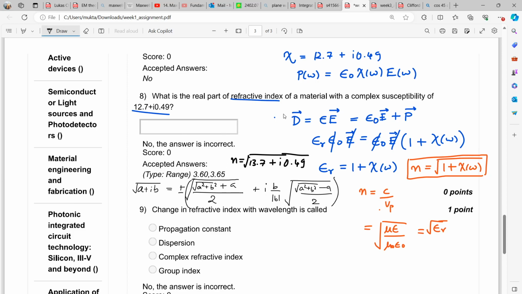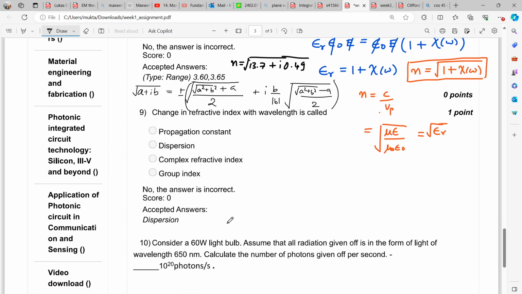Okay, so we only need the real part. So we will only be computing this, and by substituting a as 13.7 and b as 0.49, we will get a number close to 3.65. So that is what we need to write here. The real part of the refractive index will be 3.65. Obviously refractive index will not be negative, so we write the positive number to be physically reasonable.